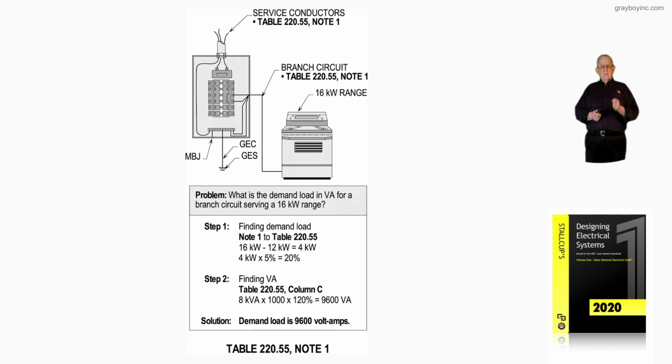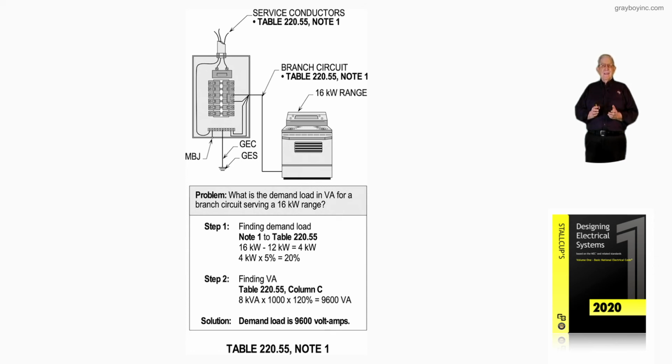Now, instead of 16 kW VA connected, we're looking at 9,600 VA demand, and that's what the solution is showing as the answer. So this is the application of note 1 to table 220.55. When the range exceeds 12, this is the procedure that you would take.